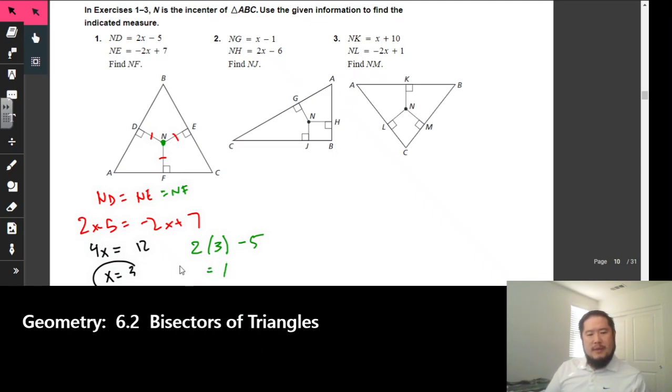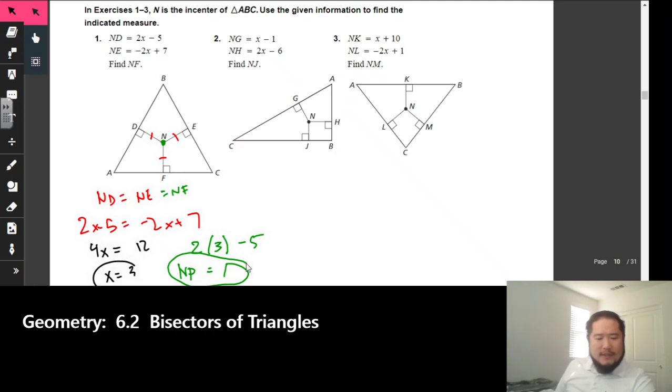All right, so NF ends up equaling 1. And we could say that that's because of the substitution property, or we could say transitive property. If A equals B, and B equals C, then A equals C. All 3 segments are equal to one another.